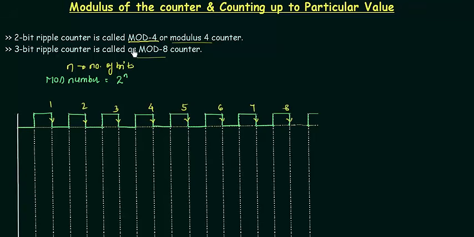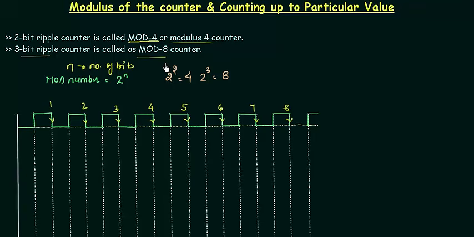Now let's see if we have calculated the correct mod numbers for our 2-bit and 3-bit ripple counters. If n is equal to 2, then the mod number for a 2-bit ripple counter is 2 to the power 2, and that is equal to 4. So modulus 4 is the correct word to say for a 2-bit ripple counter. In the same way, if we have a 3-bit ripple counter, n will be 3, then 2 to the power 3 gives me 8.